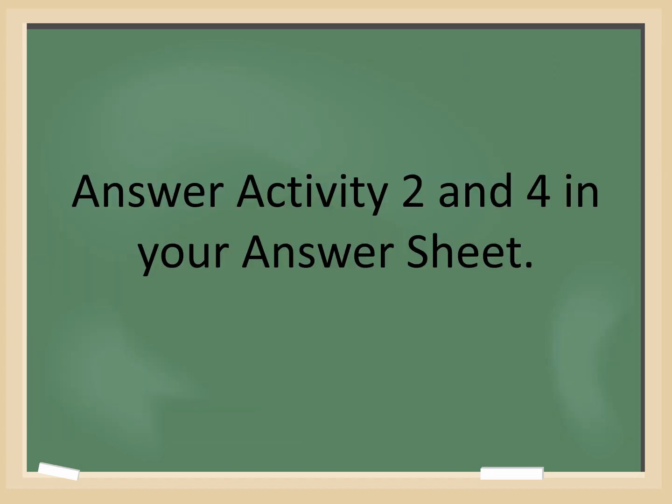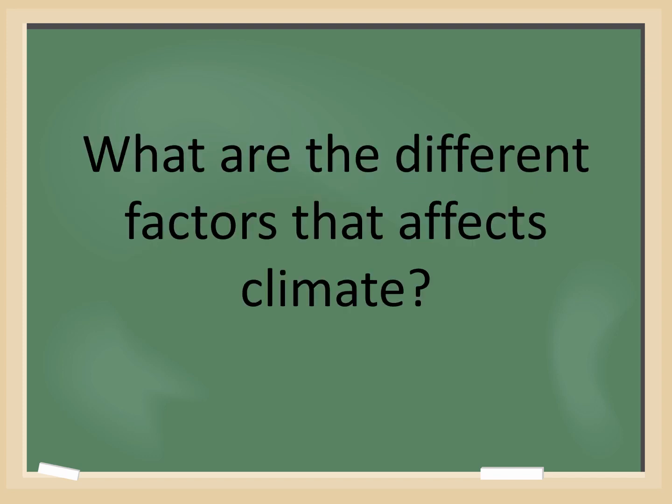Now, it is your turn to do activity number 2 and number 4 in your answer sheet. I am going to send you the picture of our activity, and then you are going to answer the guide questions on the activity. Based on our discussions, what are the different factors that affect climate? One is the altitude, the height of the place, and the other is the topography, the surface feature of the land.